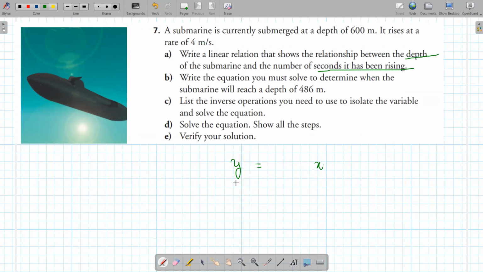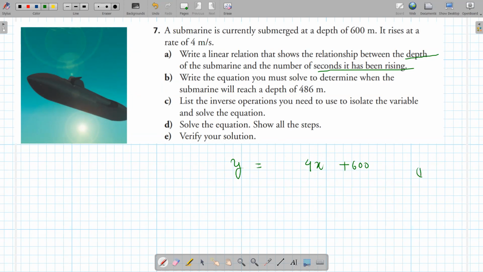So we know 600 is the initial value. When time is 0, the depth is 600, so that is our y-intercept. Okay, what is our slope? 4 meters per second. Yes, rate is always the slope. So it's just 4. But there's something wrong with this equation. All the numbers are right, but something's off.